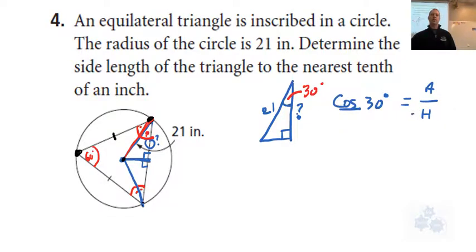So fill these values in. This one is 21, and A is what we're trying to find. So see if you can solve for A. And then that is exactly half of the side length. See that? And then you double that, and then that's your side length. Okay? So take it from there and give yourself a minute to see if you can finish that.